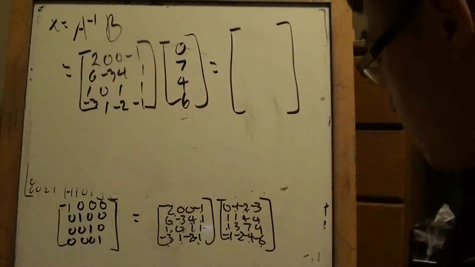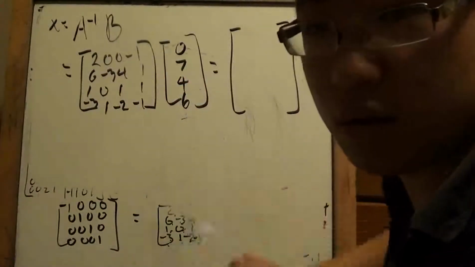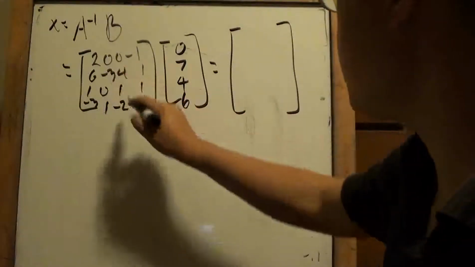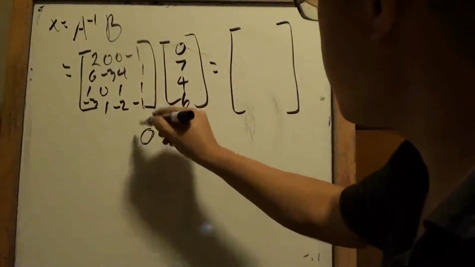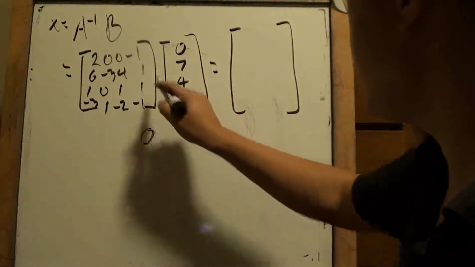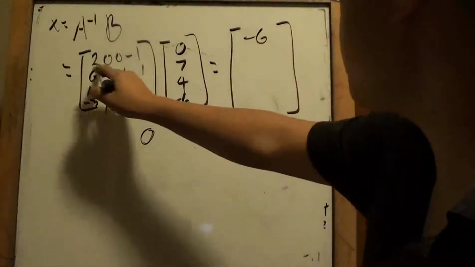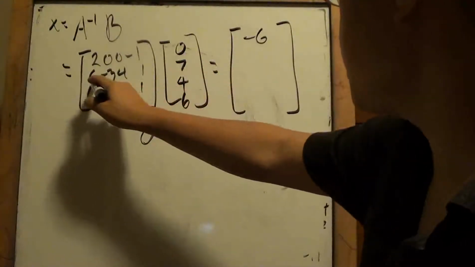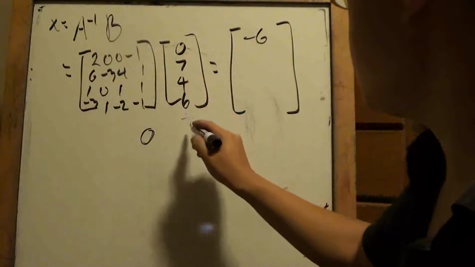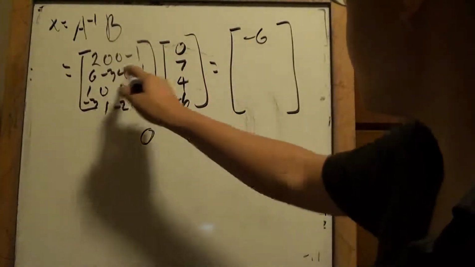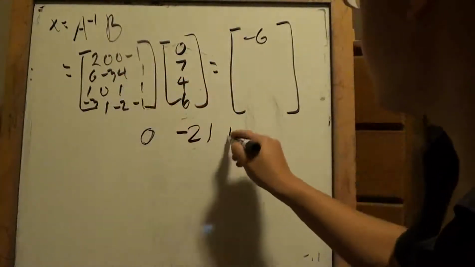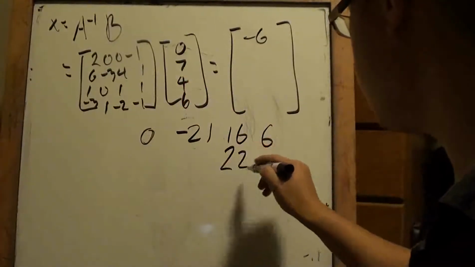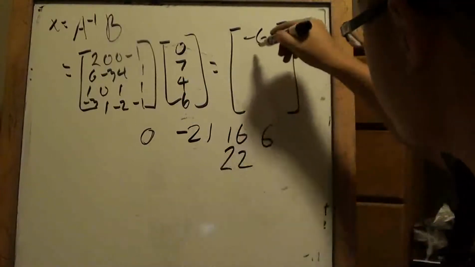I don't need this anymore. So it's going to be what? 2, 0, 0, 0, negative 6. Right? 0, 0, 0, negative 6. Next one's going to be 0, negative 3. Negative 3 times 7 is 21. 4 times 4 is 16. And 1 times 6 is 6. So it's going to be 22. Right? Yep. That's going to be 1.